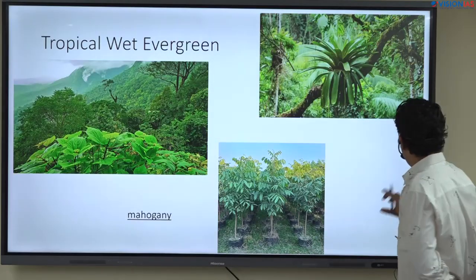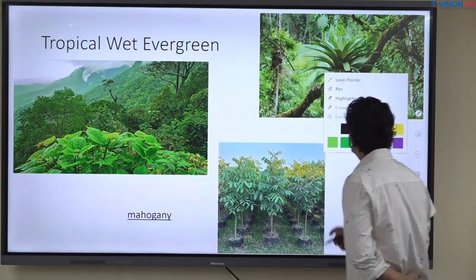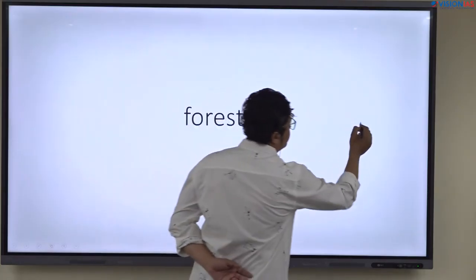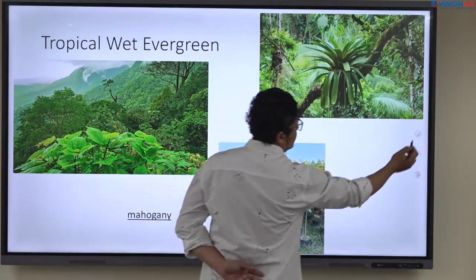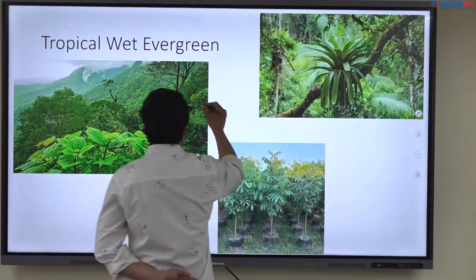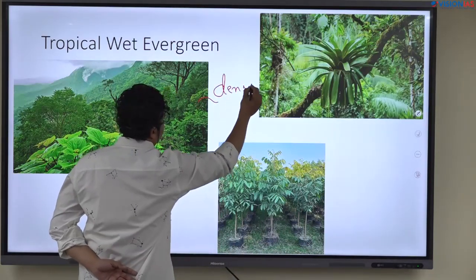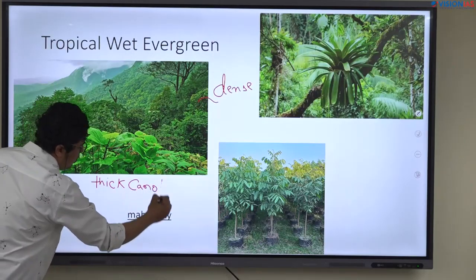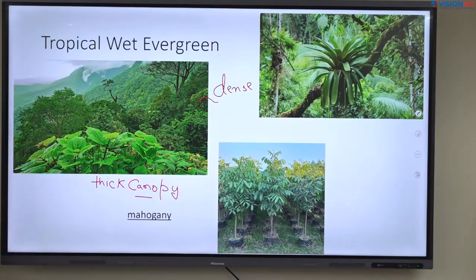See, this is tropical wet evergreen forest. So you can see a very dense forest with thick canopy. What is canopy? The green cover of the tree. Present in most the parts that you have seen, Western Ghats and Northeastern India. A complete dense forest, a lush green forest appearing like a carpet.